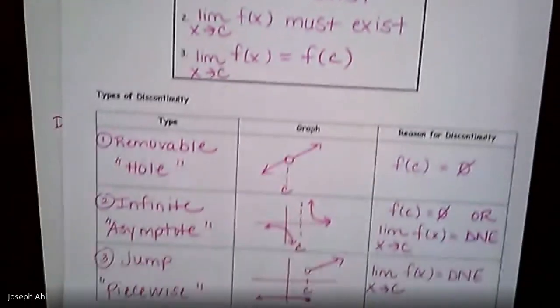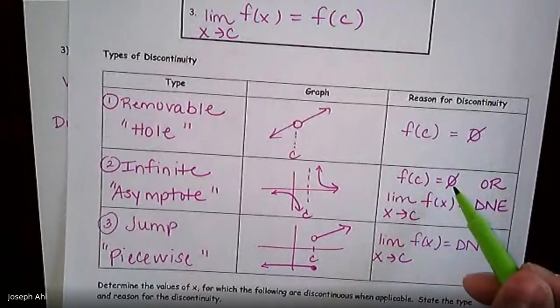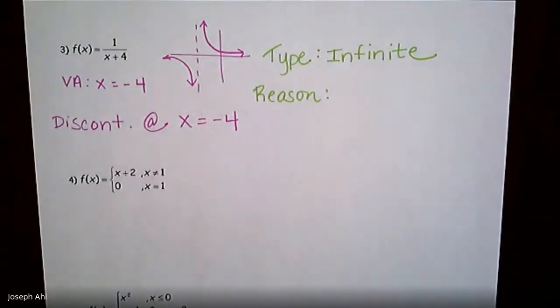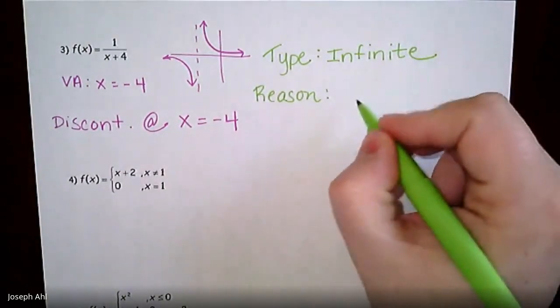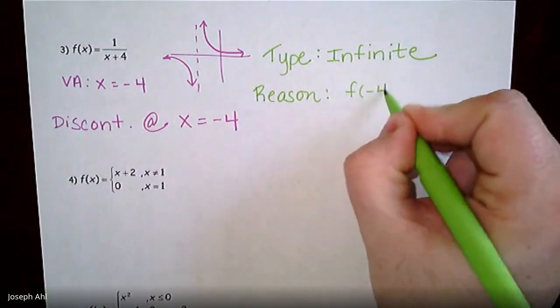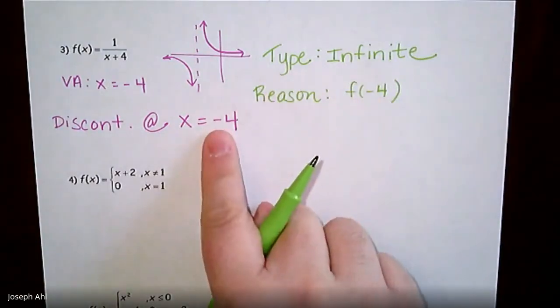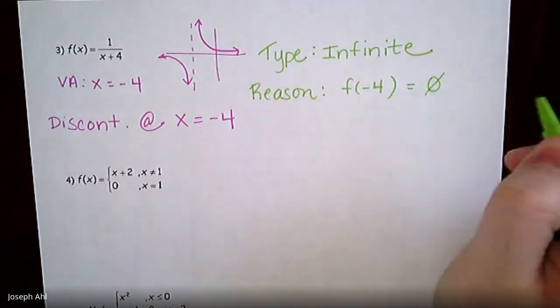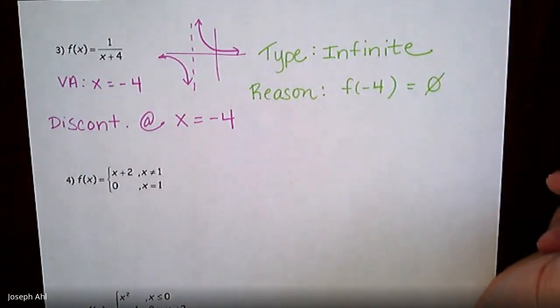And like I showed you in this example here, we're kind of breaking two rules for this one. Okay, f of -4 doesn't have a value, and the limit as x approaches -4 does not exist. So you can actually give one or two things. You can say f of -4, okay, you want to be specific at the x value that we're saying it's discontinuous at. F of -4 equals the empty set. That's probably the easiest of the reasons.